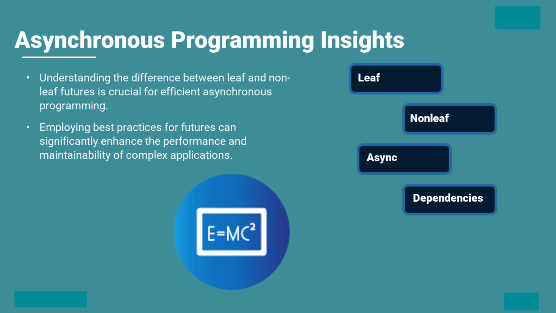Leaf futures are great for straightforward asynchronous tasks, while non-leaf futures let us build intricate workflows with task dependencies. In larger applications, you might have chains of non-leaf futures that create complex interactions, enabling sophisticated data handling scenarios. When using non-leaf futures, there are several best practices to keep in mind.